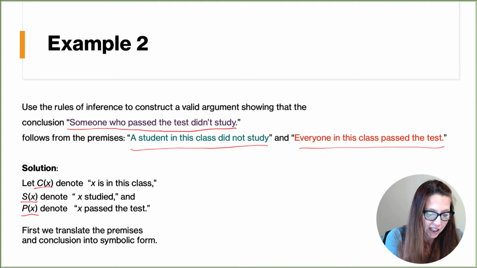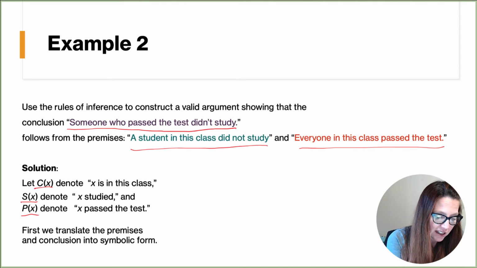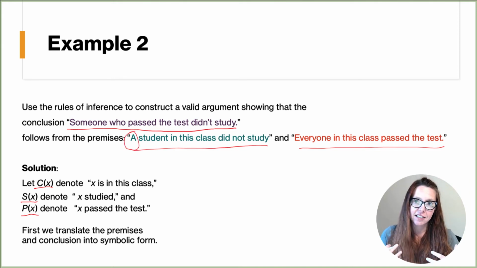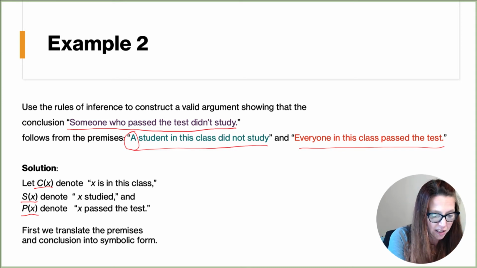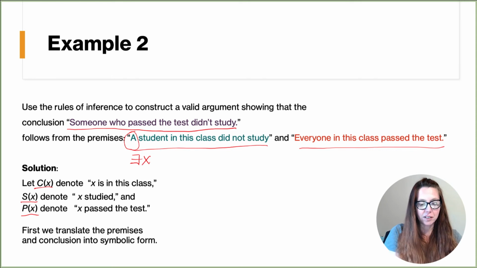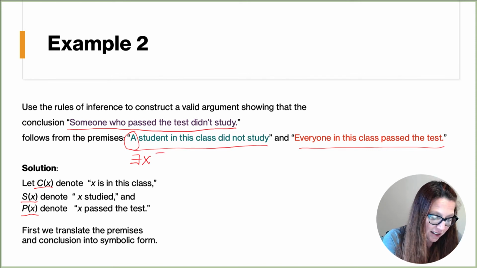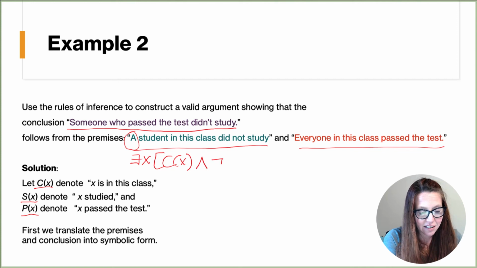So the first premise says, a student in the class did not study. And that "a" is a giveaway for existence and the use of that existential quantifier. So what this tells me is that this is going to look like there is someone who is in the class, the student is in the class, and they didn't study, not S of x.